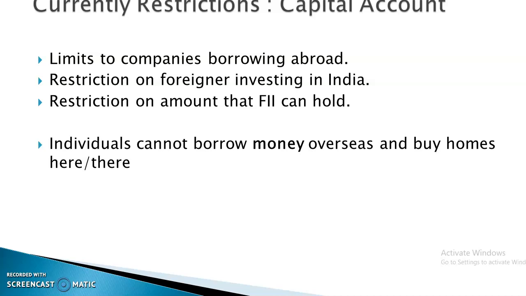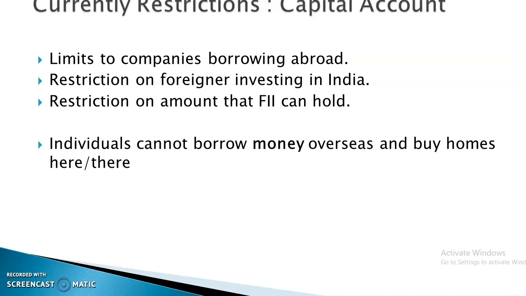Lot of restrictions are put forward by the government on the capital account transactions. For example, individuals cannot borrow money from overseas to buy homes in India. These are the restrictions in the capital account. So capital account is not fully convertible in nature. Capital account is partially convertible in nature. Why is it partially convertible?